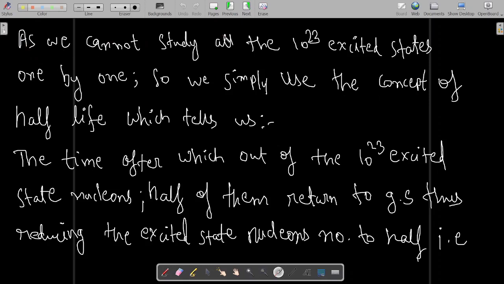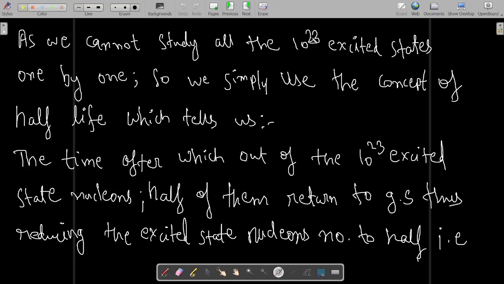As we cannot study all the 10 to the power 23 excited states one by one, the time of excitation and return to the ground state, the time of return from the excited state to the ground state, is different for all the 10 to the power 23 nucleons. So as we cannot study all the 10 to the power 23 excited states one by one, obviously it is a very tedious task.